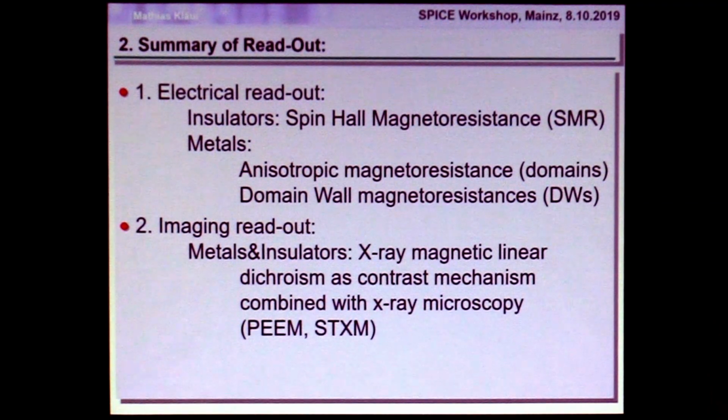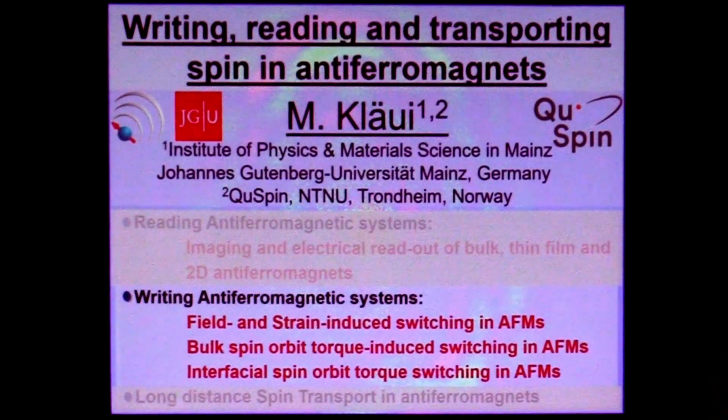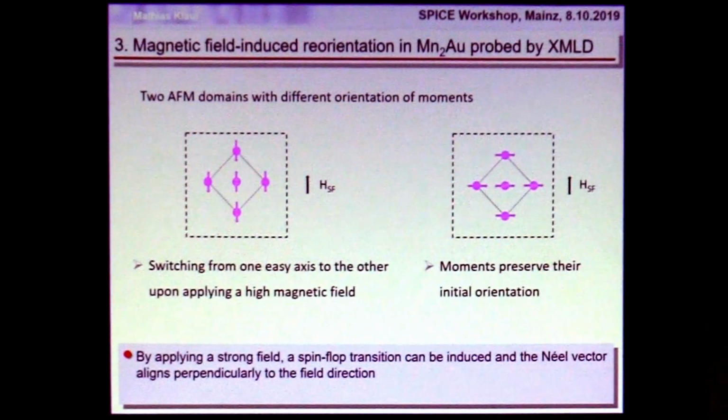Okay, so it works. We can read out the information. Now let's write the information. Again, there are different mechanisms to do that. Field and strain, spin orbit torques, which are bulk or interfacial. So let's start with field.